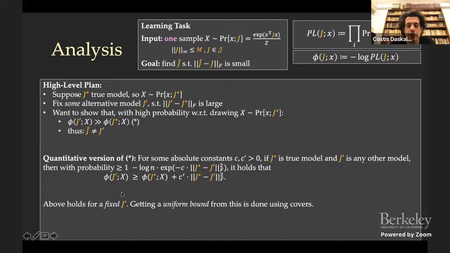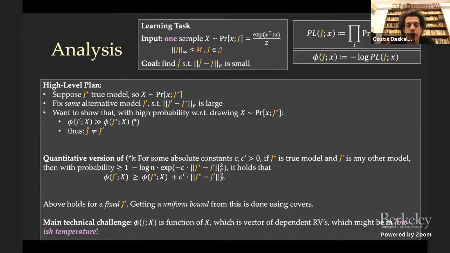Now, the main technical challenge in doing that is that the function whose values we're interested in is not just a function of J, but also a function of X. So what is X? X is a single sample from this Ising model. This Ising model is not in high temperature. The temperature is lowish, lower bounded by M, so it doesn't satisfy Dobrushin's condition. So we have to analyze the properties of a function of X in the lowish temperature regime. And that is difficult because we don't know how to prove concentration and anti-concentration of functions of dependent random variables.